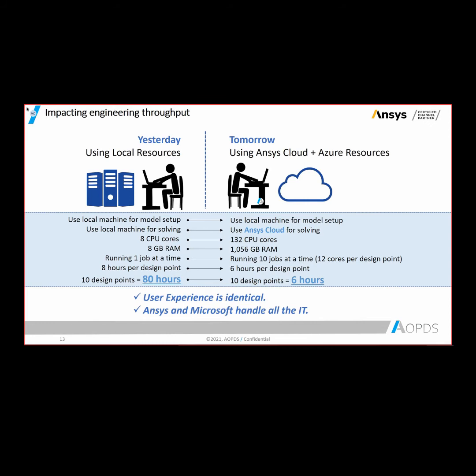And if you have the Ansys subscription for the cloud, you can use 132 CPU cores, over 1,000 gigabytes of RAM, and you can run 10 jobs at a time. And all of them are going to take you 6 hours. So it is saving you a lot of time. And the user experience is identical, and Ansys and Microsoft handle all the IT. So you don't need to be worried about if you have multiple machines, how you can use all the cores on different machines, and how from a networking standpoint it's going to work. If you're working from home these days, you don't need to be worried about any of the IT stuff.